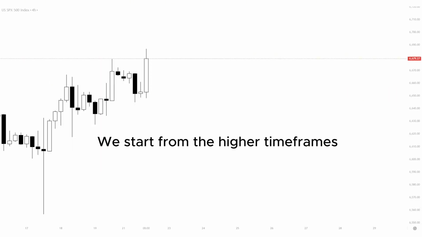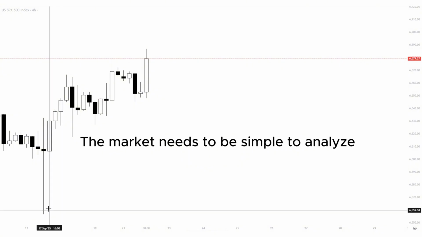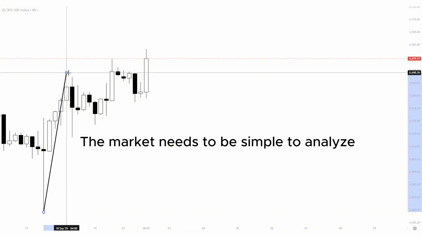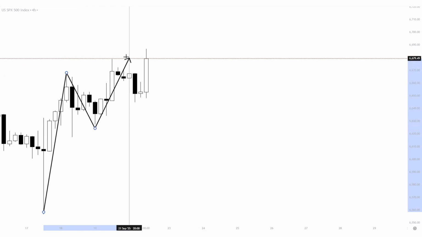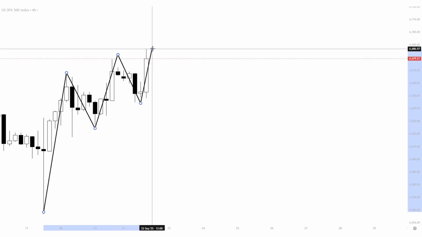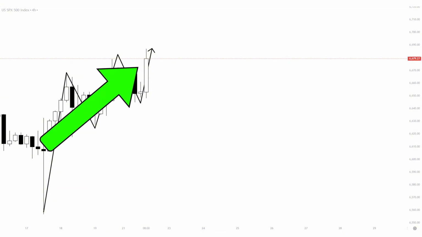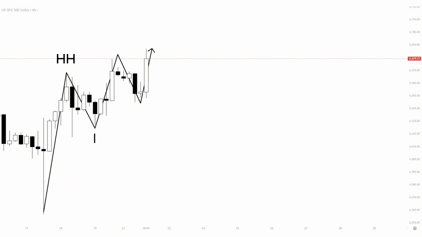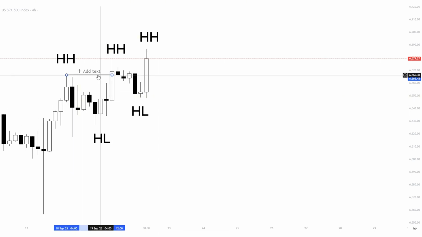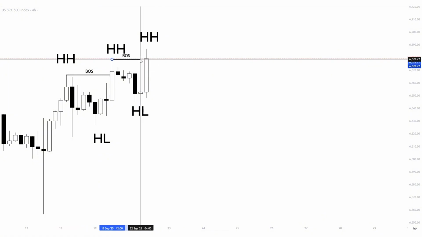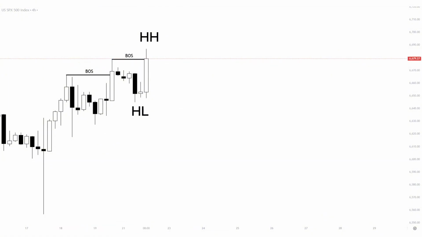We start from a higher time frame, preferably the 4-hour or 1 hour. The market needs to have a clear and simple market structure to identify. As an example, right here on this market, after this wick has liquidated past lows, the market started an uptrend that's seen with multiple formations of higher highs with higher lows. After each higher high, the market breaks structure of the previous internal price action, entering into a new structure.